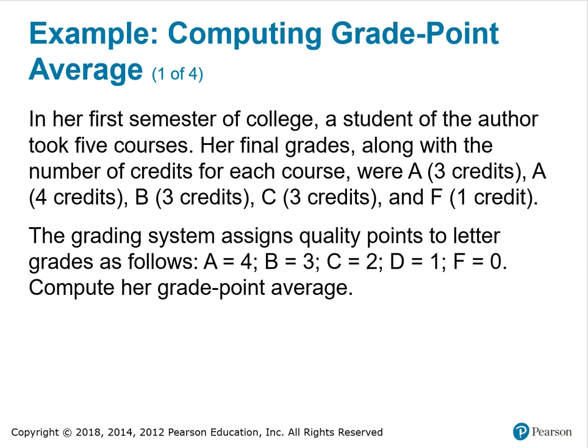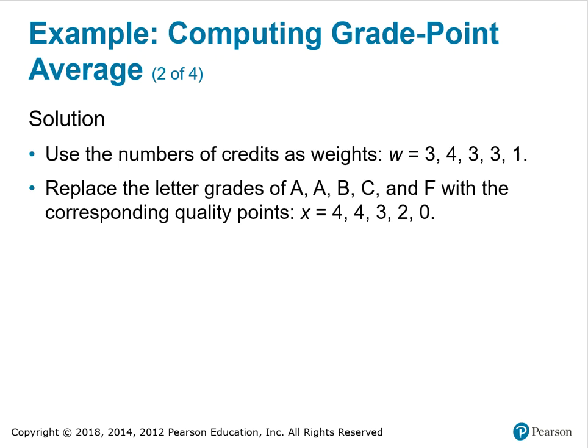In her first semester of college, a student of the author took 5 courses. Her final grades, along with the number of credits for each course, were A for a 3-credit course, A for a 4-credit course, B for a 3-credit course, C for a 3-credit course, and F for a 1-credit course. The grading system assigns quality points to letter grades. An A is 4, a B is 3, a C is 2, a D is 1, and an F is 0. We want to compute her grade point average.